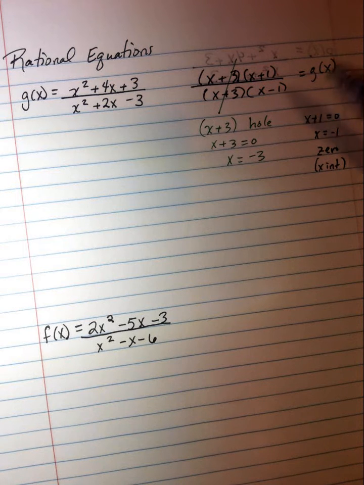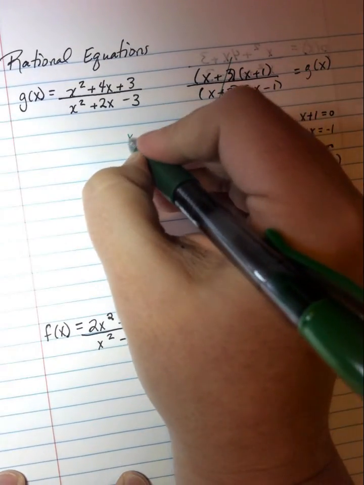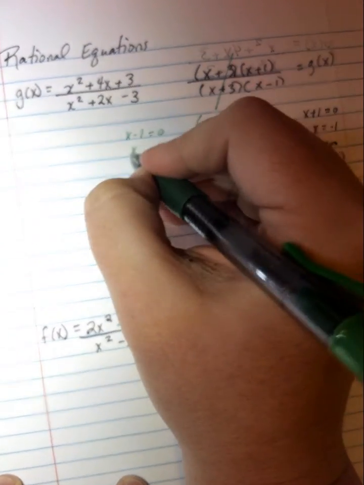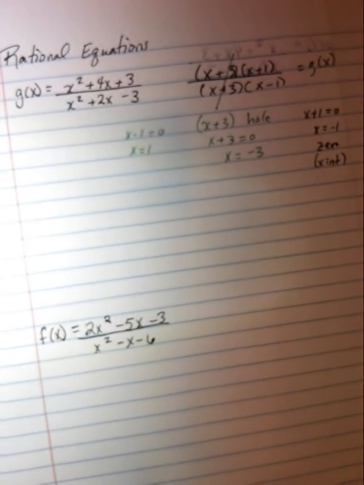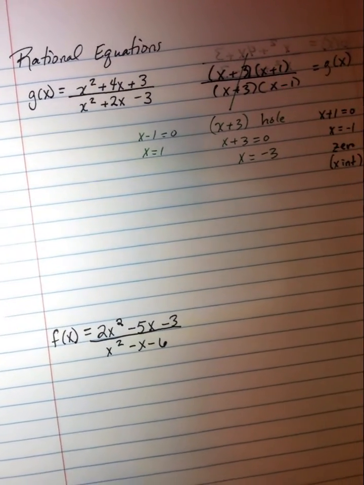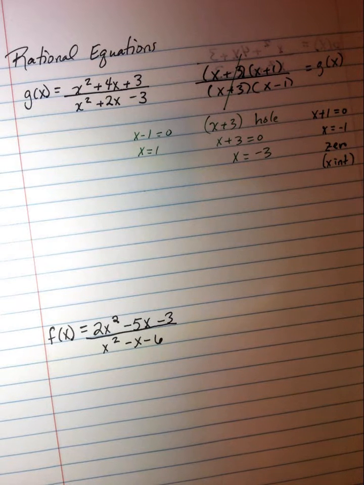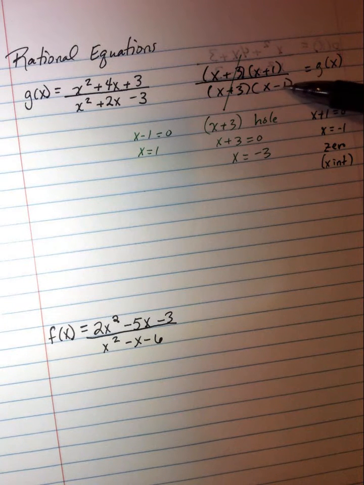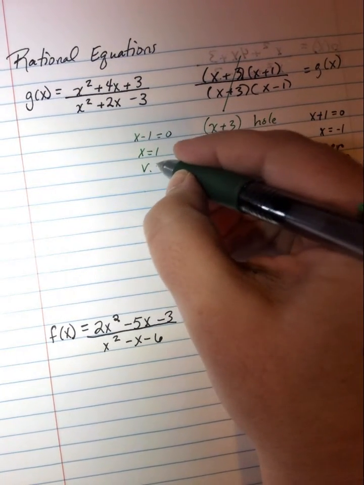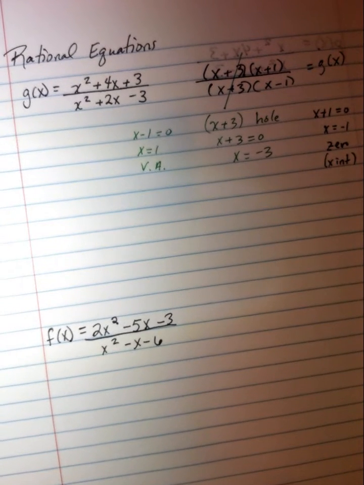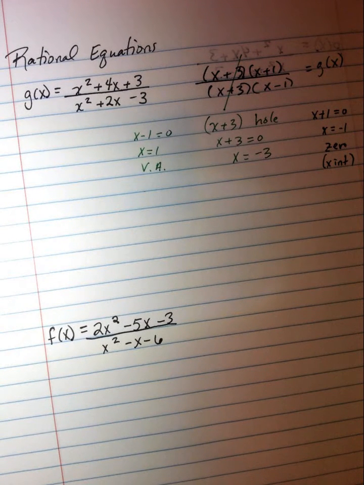Okay? What's left that we didn't deal with yet is the x minus 1. Well, x minus 1 equal to 0 means x equals 1. Something's going to happen at x equals 1. Well, what's going to happen at x equals 1? That's going to be a 0 in your denominator. Well, can you divide by 0? No, which means that you have a vertical asymptote at x equals 1.